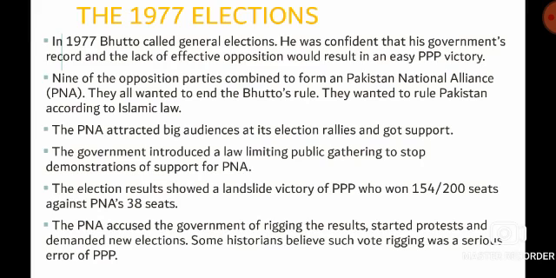The results of the elections showed a landslide victory for the Pakistan People's Party, which had won 154 seats out of 200. Pakistan National Alliance had won only 38 seats. So, Pakistan National Alliance accused the government of rigging the results and demanded new elections. However, there was little doubt that the election result was correct in showing that the majority of people in Pakistan supported the Pakistan People's Party.